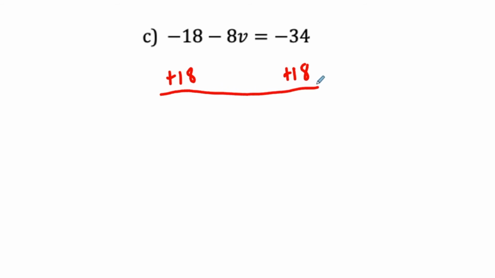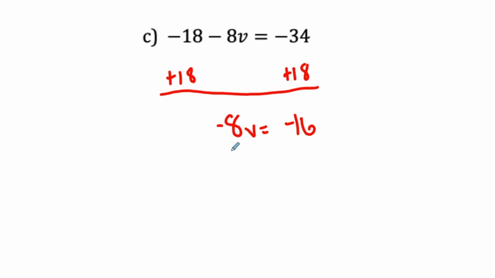All right, so then take your calculator. Negative 34 plus 18 equals 16. So yeah, I can't think today. Negative 16. So negative 8v equals negative 16. Okay, negative 30. I was thinking negative 35. Negative 34 plus 18 is negative 16. All right, now we have to get rid of the negative 8.